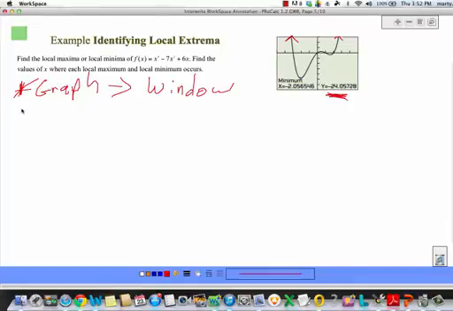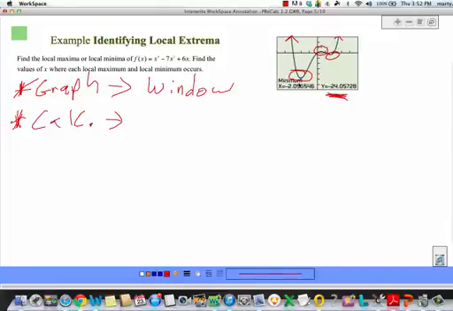So set your window, and then you can clearly see I've got an absolute minimum, a local maximum, and a local minimum. I've got three things going on. So you need to go to calculate, which is second and trace, I believe. Go to calculate, and then you have a max or a min.